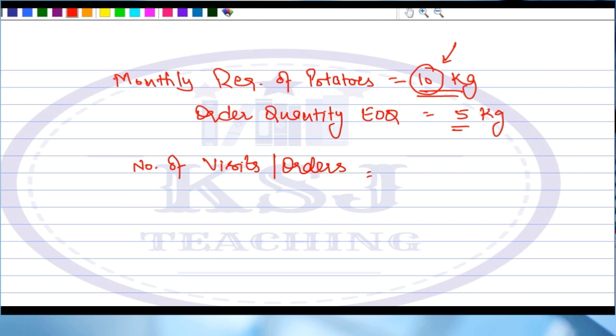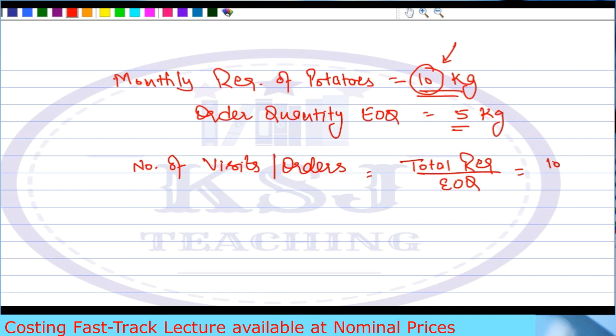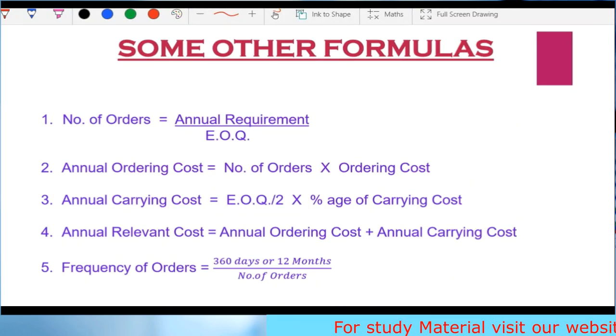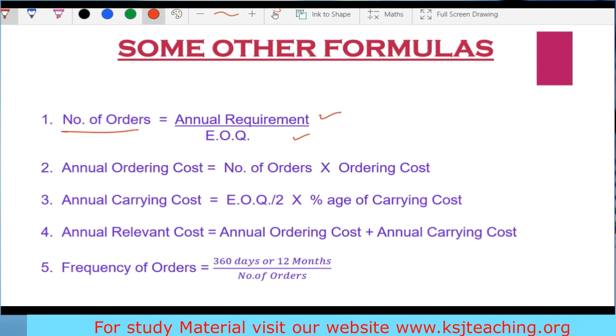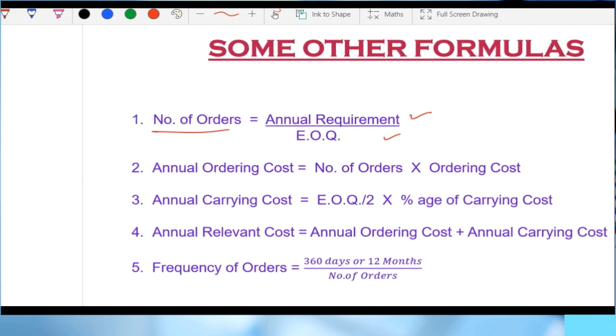Sir, very simple. What is the total requirement divided by EOQ, that is the order quantity? My total requirement is 10 kg and in one visit I'll be bringing 5 kg. So this will give me the number of visits, that is 2, right? So the number of orders means total requirement, annual requirement, divided by EOQ. So number of orders is equal to annual requirement divided by EOQ. Clear? What is the total requirement for the year, and in one order, what is the quantity that you will be placing the order for? Clear? That will give you the number of orders in a year.